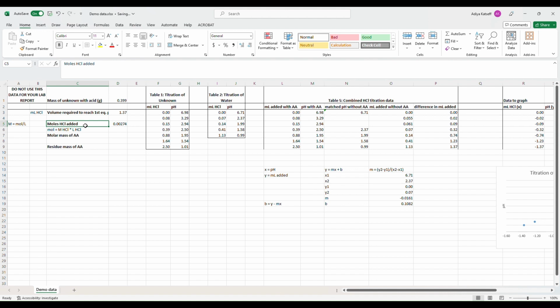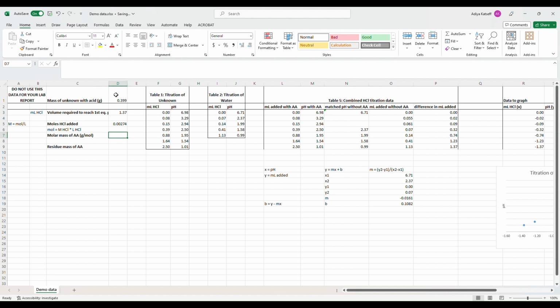So they're equivalent, right? The moles of HCl that you added are equivalent to the moles of amino acid that you have in your solution, because you just protonated all of your amino acid to reach that equivalence point. If we know how many moles of amino acid we have, because we know how many moles of HCl we used, and we know the mass of our amino acid, we can use that to calculate the molar mass of our amino acid. And just to remind everyone, that's going to be in grams per mole.